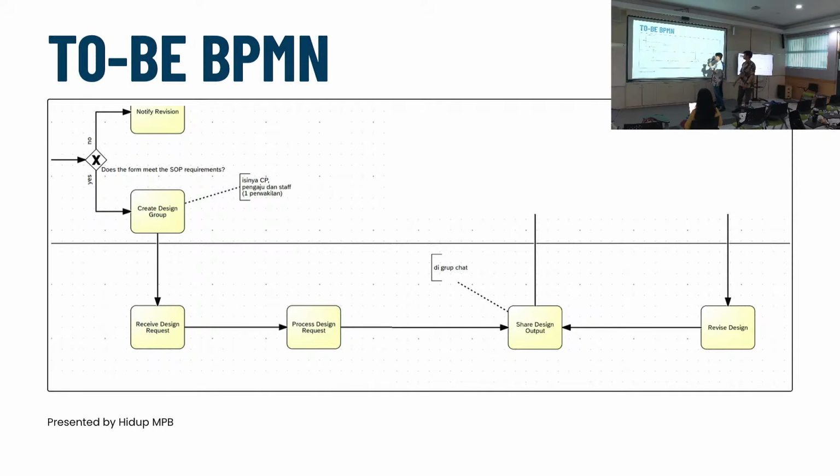Therefore we made a group design, with the requester, the contact person, and the staff designer, so they can communicate directly. So we can eliminate at least 50% of the waiting time. We can cut at least 50%.